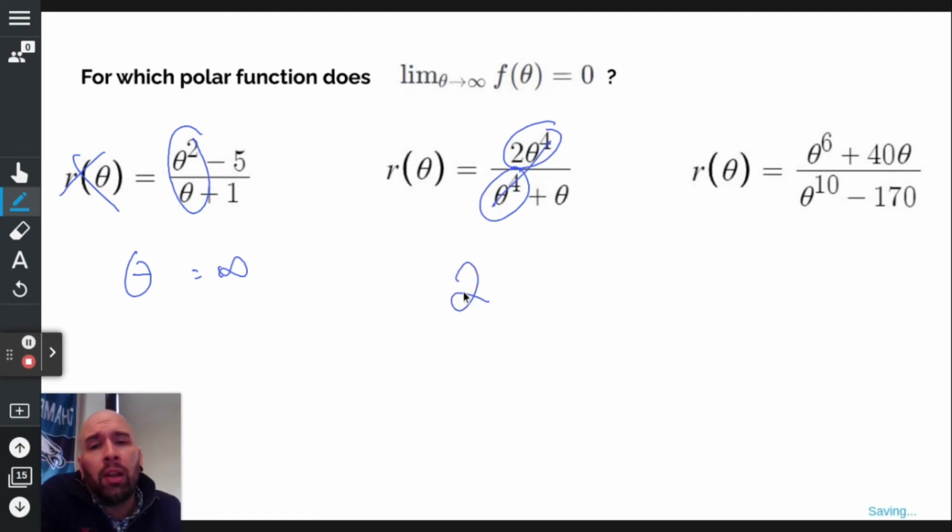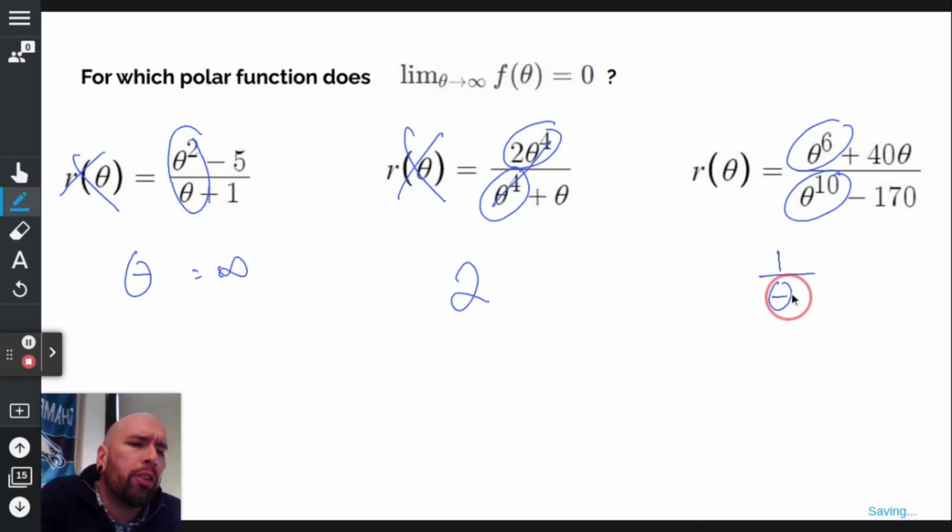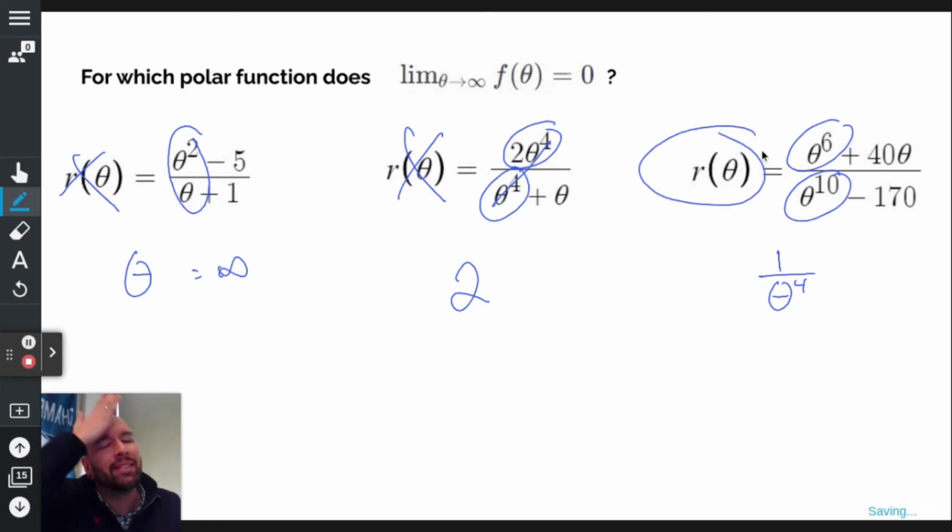Can't really plug in infinity because there's nothing to plug it into, so I get 2. So not u. You're my leading term, you're my leading term. So you become 1 over theta to the 4th power. If I plug in infinity, I'm going to get 1 over a really, really big number, which is like 0.00000. Oh, it's 0. You're my guy. Makes sense.